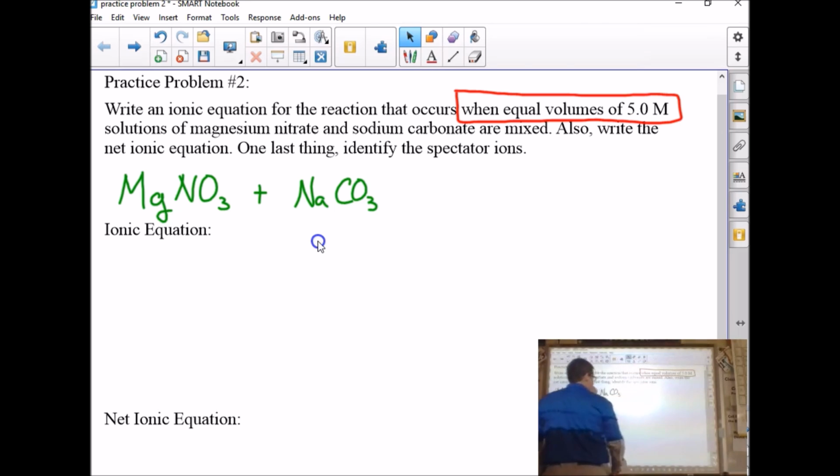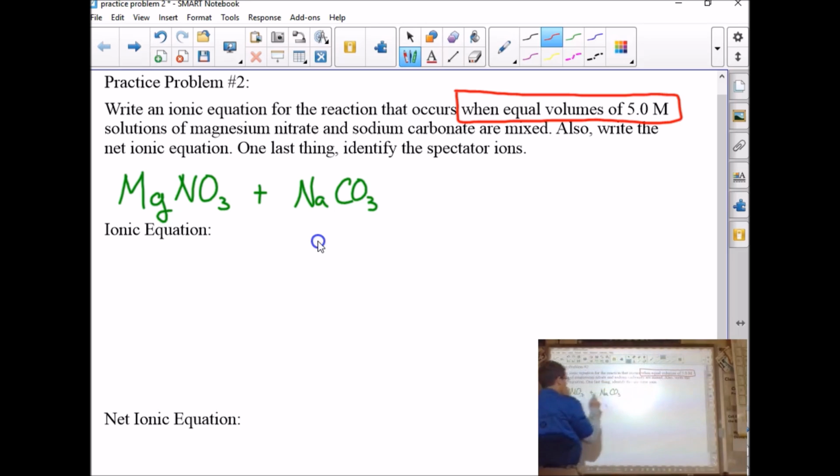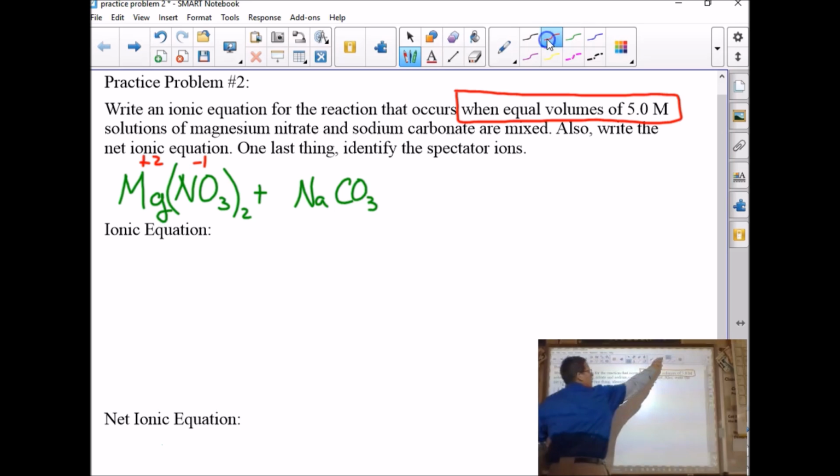So let's write the charges first. What's the charge on magnesium? Plus 2. Nitrate is negative 1, so that means that we need 2 nitrates. Good. So again, if you need 2, draw the parentheses. And then the sodium has a plus 1, carbonate, minus 2. So what do we need to do there? 2 sodiums. Good. Don't put parentheses around because it's not a polyatomic. All right, and then we are going to form what?